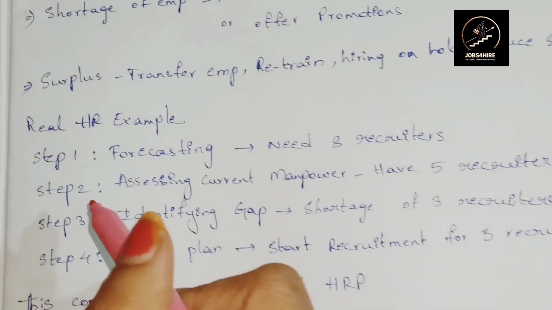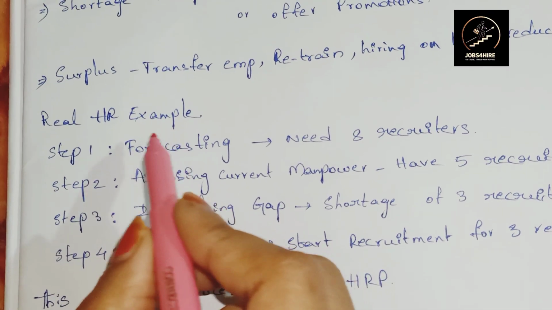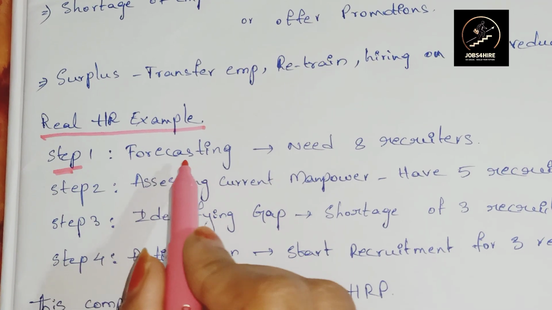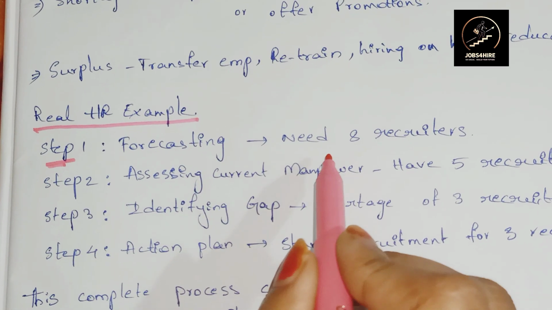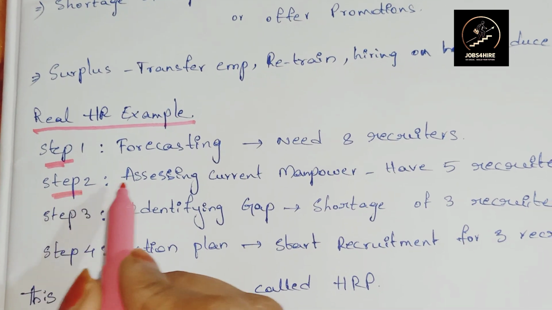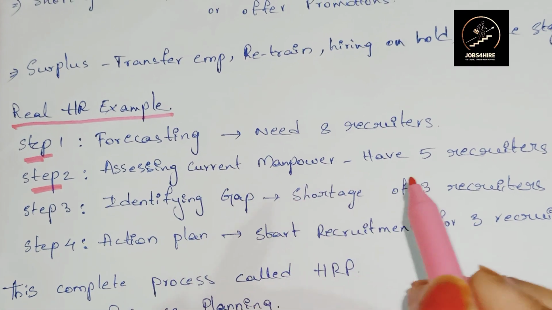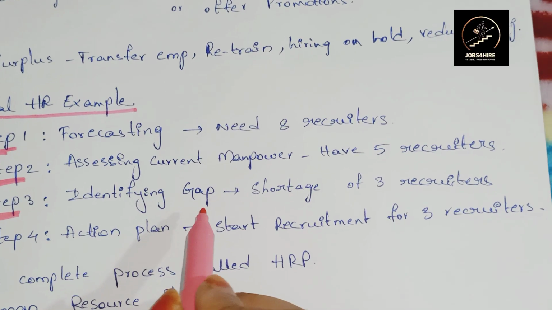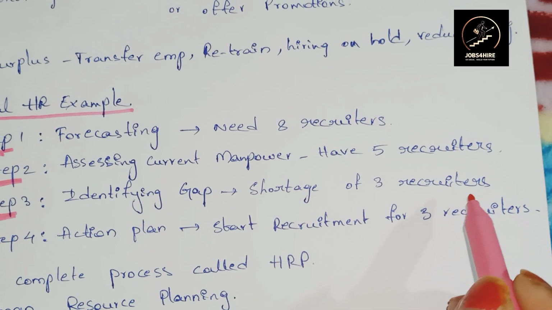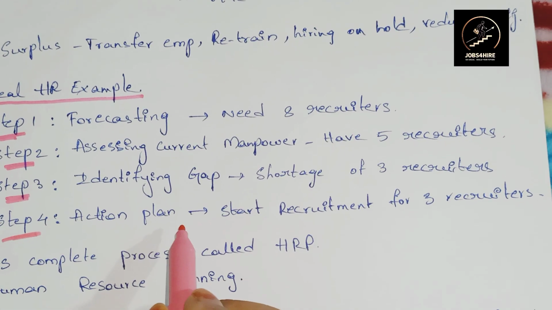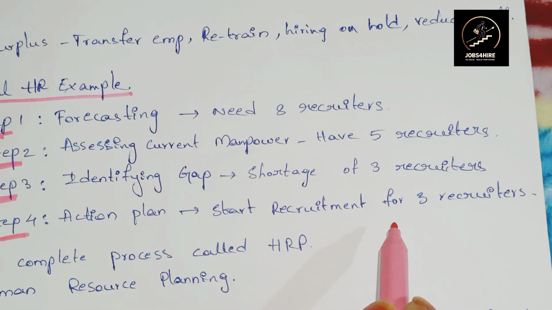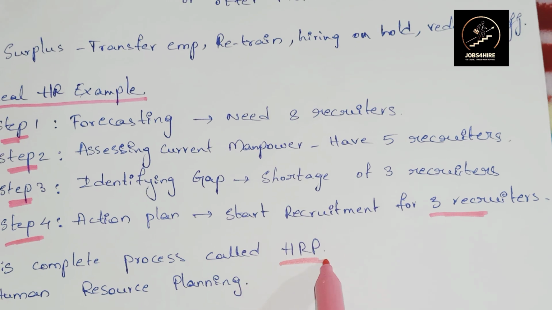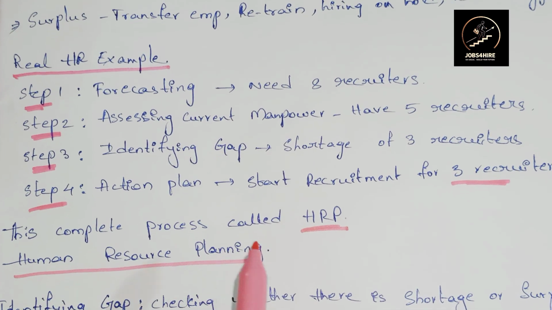So let's discuss a real-time HR example so that everyone will understand clearly. Step 1, what is that? Forecasting, which means a company needs 8 recruiters. Step 2, assessing current manpower, means currently the company has 5 recruiters. Step 3, identifying gap, so the shortage is 3 recruiters. Step 4, action plan. So what will the company do? Start recruitment for 3 recruiters. This process is called HRP, which means human resource planning.